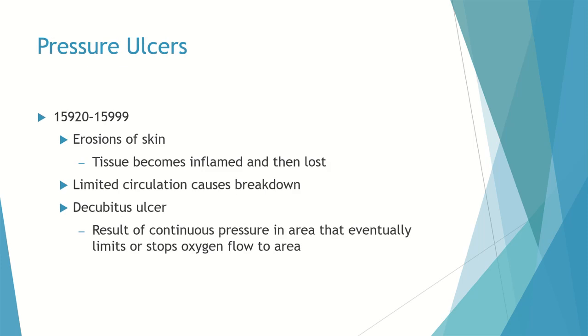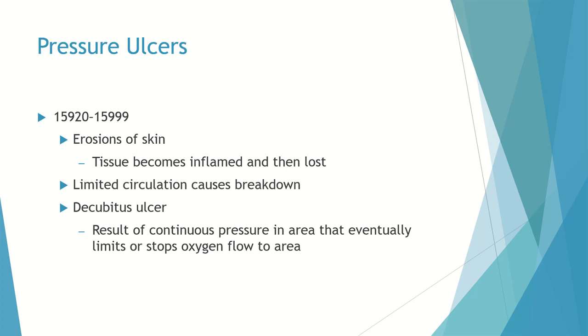A pressure ulcer. These are common in elderly patients. Anybody really could get them, but they're common in elderly patients, mainly because they don't get up and move around a whole lot. So pressure ulcers are located at 15920 to 15999. These are erosions of the skin. The tissue becomes inflamed and then lost. Limited circulation causes breakdown. A decubitus ulcer is a result of continuous pressure in the area that eventually limits or stops oxygen flow to the area.